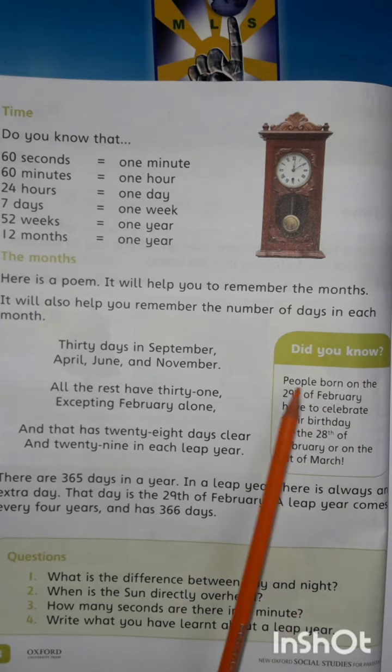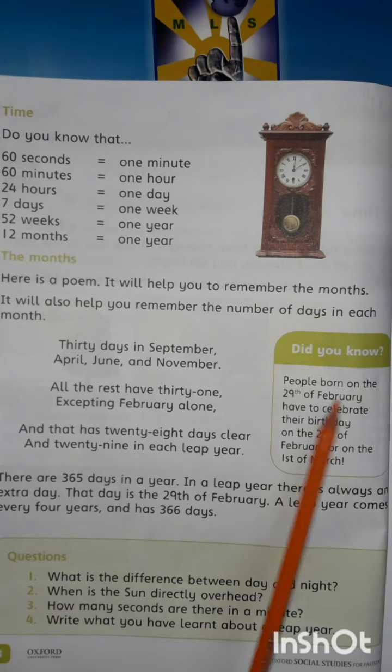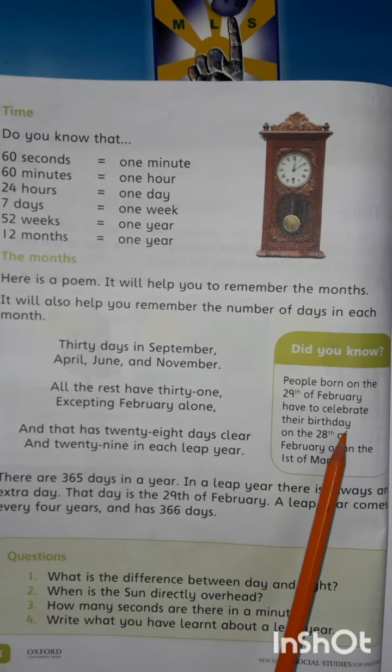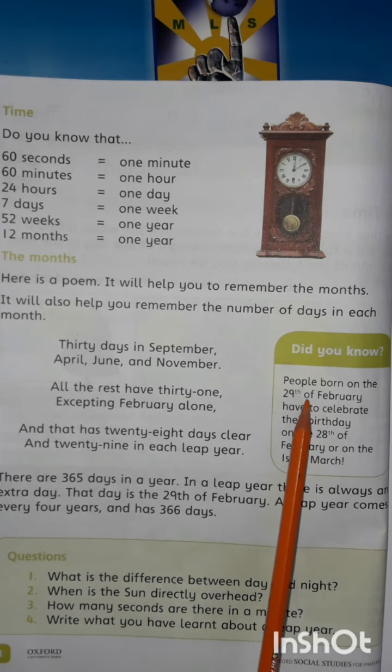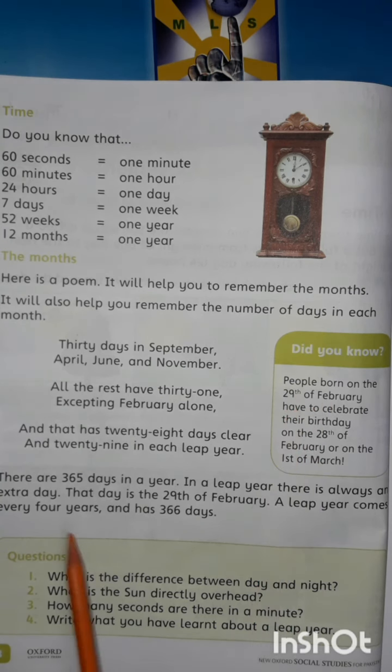Did you know? People born on 29th of February have to celebrate their birthday on the 28th of February or on the March 1st. How interesting! That's because there is no 29th of February every year. It only comes after 4 years. They can also celebrate their birthday after every 4 years.